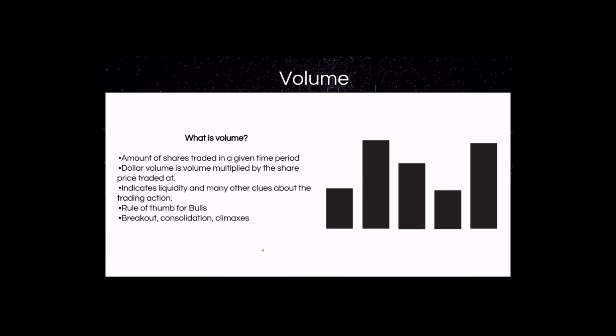There are rules of thumb with volume. One of those for the bulls is that the bulls always want to see increasing bullish volume on an uptrend. That shows strength. I refer to volume as almost like a proof indicator.